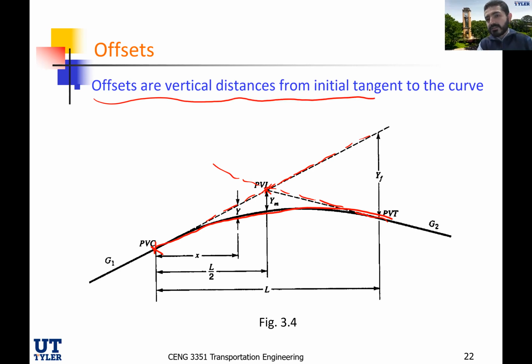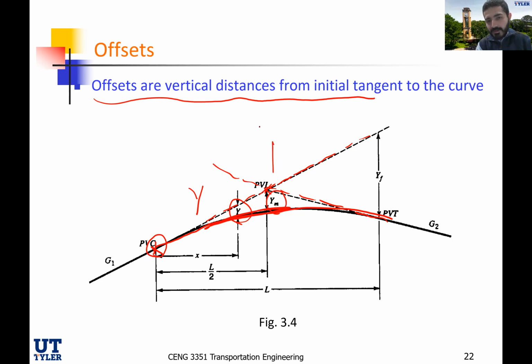from the initial tangent to the curve. So at this point here, there is no offset. There is no difference in distance between the real line, the real curvature, and the tangent. But by the time I move away from PVC, I'm going to start generating what we call the capital Y. Capital Y, this is the offset. The offset will keep increasing until I reach what we call YM.